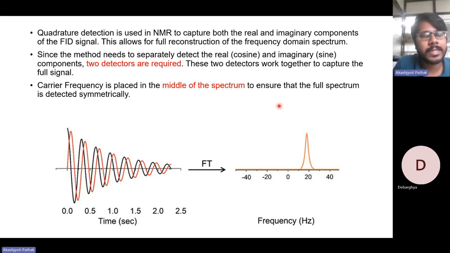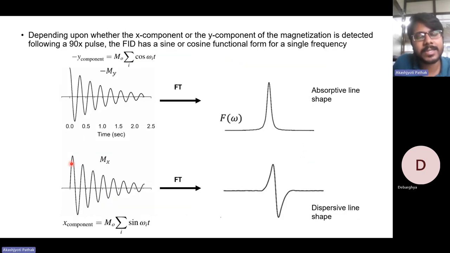Quadrature detection detects both the X component and Y component simultaneously. As you can see in this figure at the bottom of the slide, in quadrature detection, the red line is the X component, right?